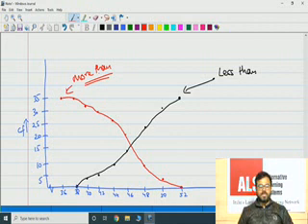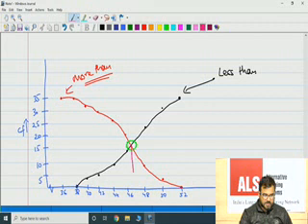Now, our work is done over here. You can see that they are intersecting at this point. Whatever is the point of intersection of these two graphs, draw a perpendicular from that point to the x-axis. At whatever point it intersects the x-axis, that point will give us the value of the median.